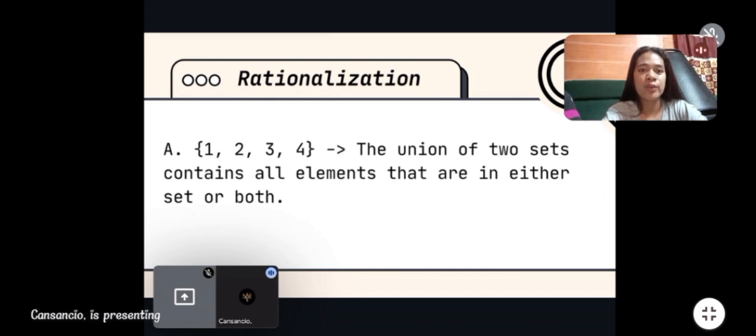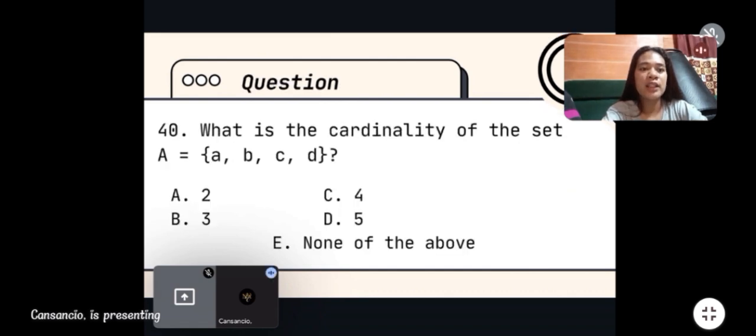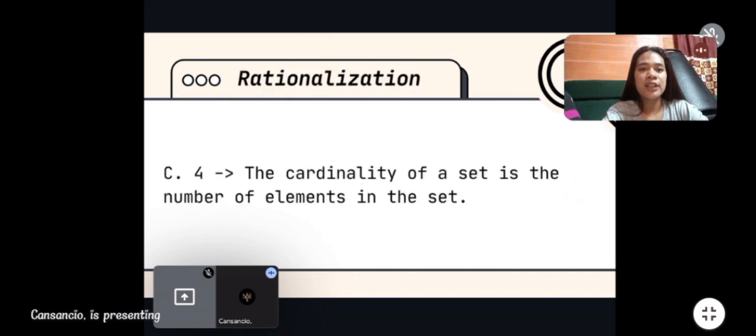both. Next, number 40. What is the cardinality of the set A = {A, B, C, D}? A. 2, B. 3, C. 4, D. 5, or letter E. None of the above. So the correct answer of this is letter C, 4. The cardinality of a set is the number of elements in the set.